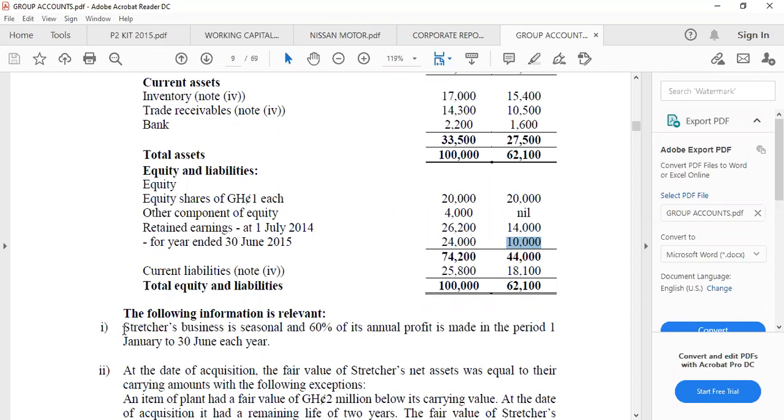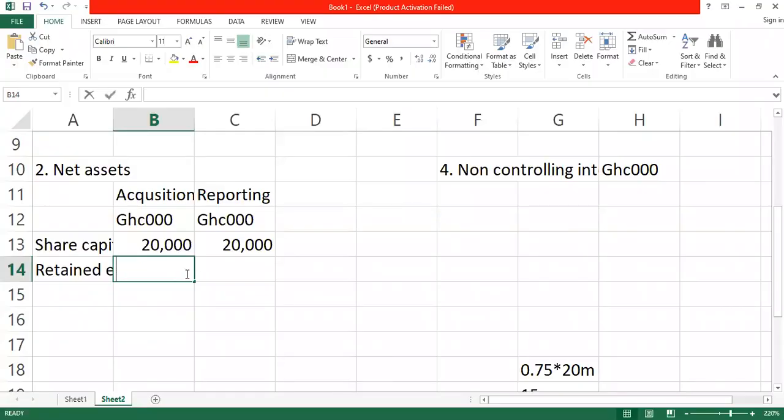The total return is... What will be their total retained earnings? 20,000? No. 10,000? It's what? 18,000. It is the retained earnings at the beginning plus the profit during that period, which is 6 months, which is 40% of the 10,000. That will give you 18,000. Are we okay there?